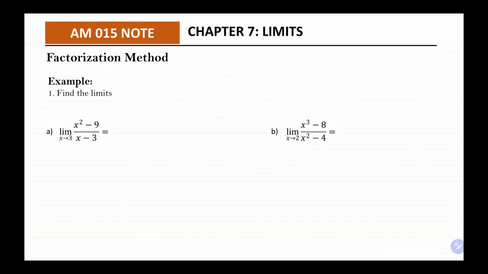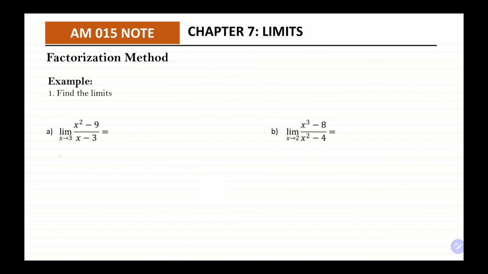We look at factorization method first. Example number 1, find the limits. Okay, this limit, if I substitute x equals 3 into function, we'll get 9 minus 9 over 3 minus 3. So saya akan dapat 0/0. So this one cannot solve. Since this one is in pattern of 0/0, I need to use factorization or multiplication of conjugate. So this type I use factorize.